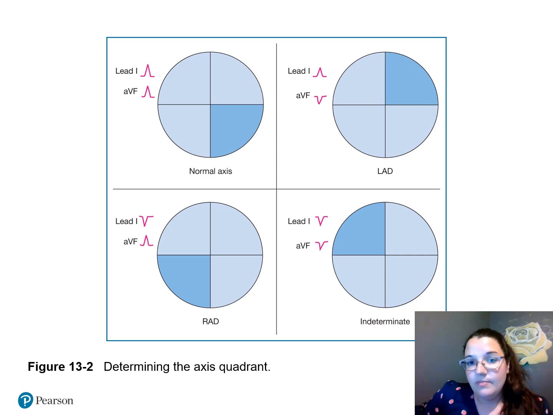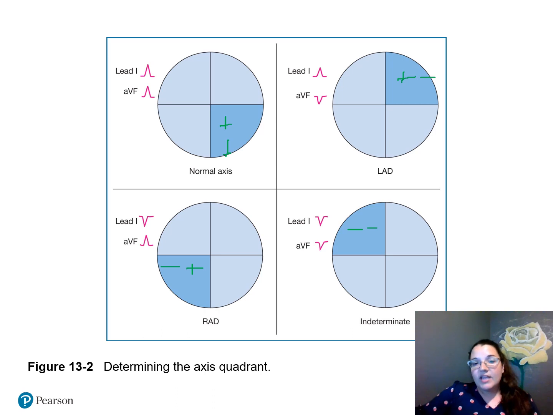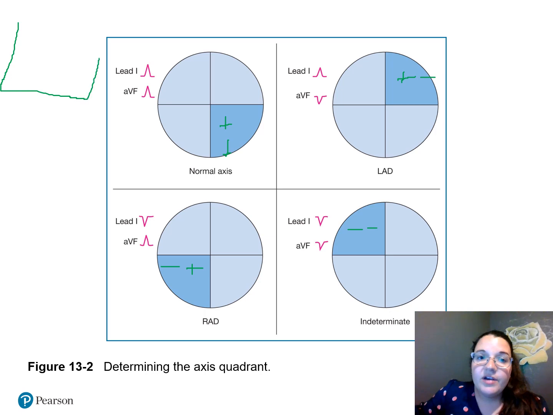So again, over here we're going to have positive, positive. Over here in lead 1 we had a positive, then we had a negative. But then we have 2 negatives over here, and then for RAD we had a negative, then a positive. So a way to remember this is, remember lead 1, if you were to draw your 12 lead, right? You have 1, 2, 3, AVR, and so forth, right?